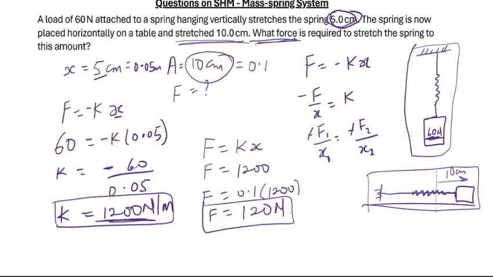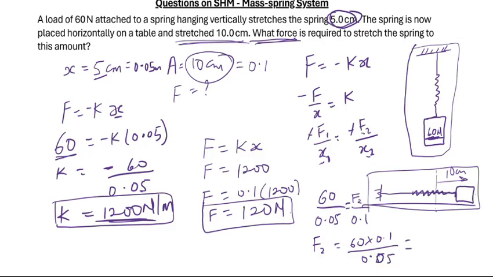Now we have the first force, 60, over the first displacement, which is 0.05, equals the second force, which is what we are looking for, over the second displacement, which is 0.1. By the time you cross multiply, you have F2 equals 60 times 0.1 over 0.05. By the time you punch this into your calculator, you will get 120 Newton, which is what we formerly got. So you can either use this or go manually like this.